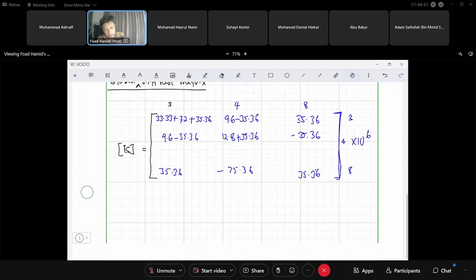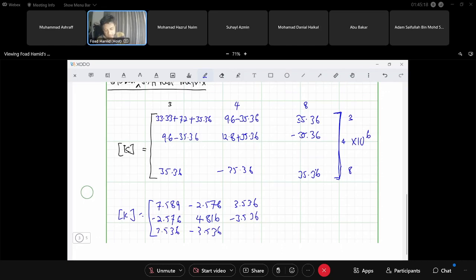So when I redo this, my K matrix is now, okay, when I simplify that, this is going to be 7.589 minus 2.576, 3.536 minus 2.576, 4.816 minus 3.536, and then 3.536 and minus 3.536 and 4.816 and 2.576. Now this is 10 to the power of 7.